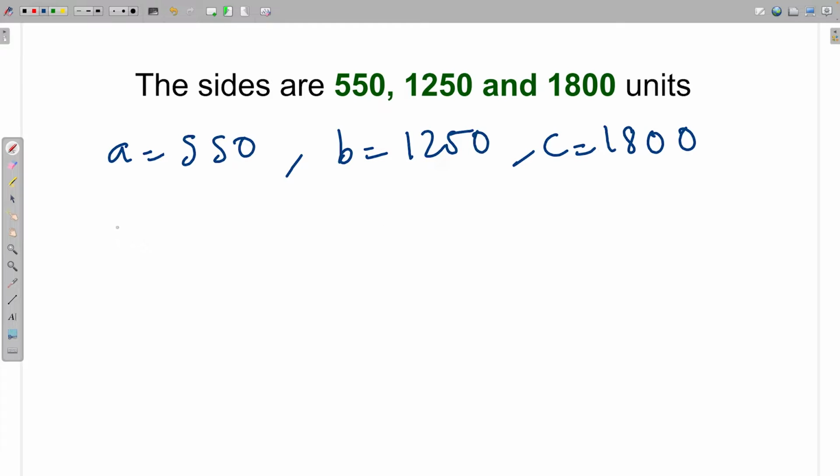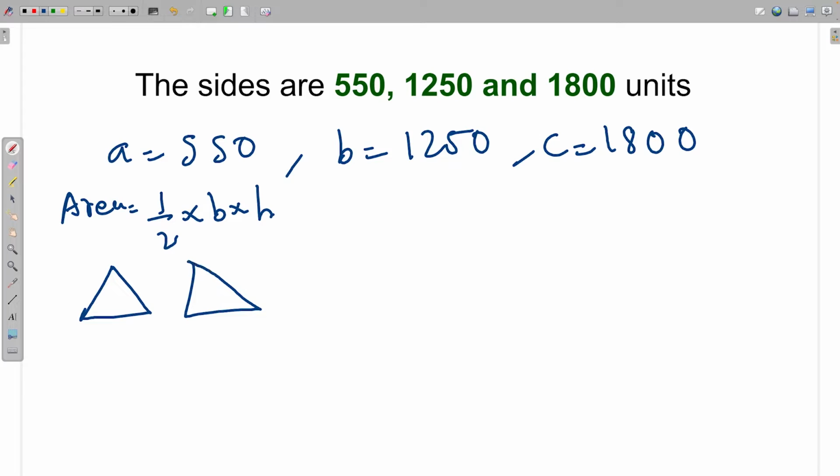Now, as soon as we hear about area of the triangle, our first formula which comes to our mind is area is equal to half into base into height. However, in this particular problem, we don't know how the triangle is going to look like, right? Whether it is shaped like this or it is shaped like this, and how do we find the height? This gets a little tricky.